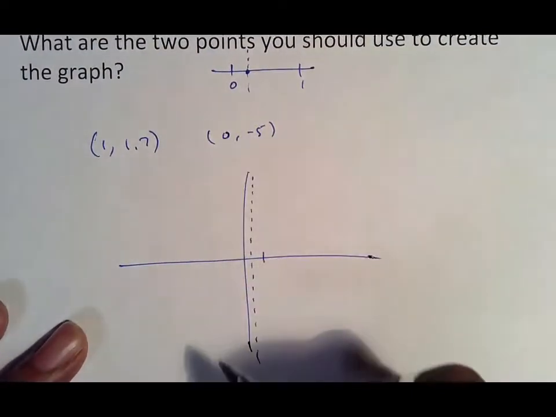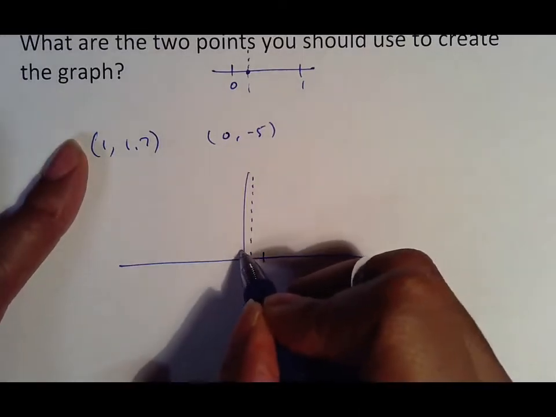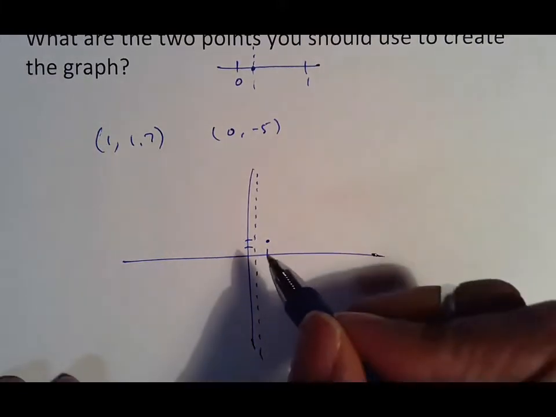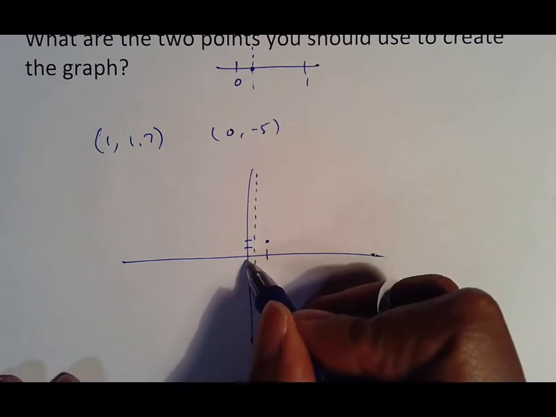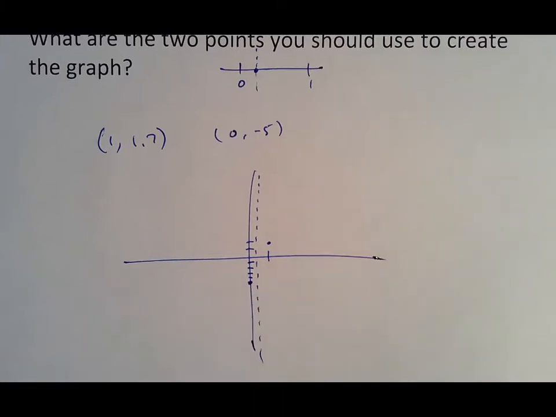That is our vertical asymptote. 1 goes over to 1.7. So 1 and then up 1.7, so pretty close to 2. Again, it doesn't need to be exact. 0, negative 5, so 0 here is negative 5. 1, 2, 3, 4, 5, which is here.